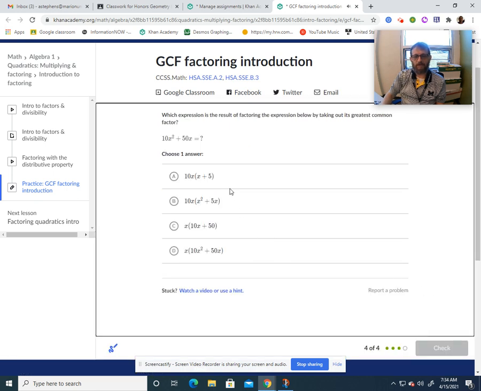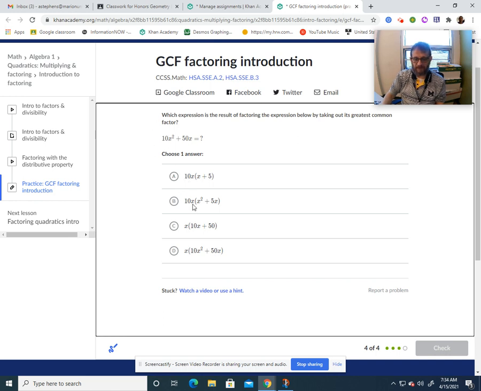Now, last one, they want to know which one matches. When we look at these two numbers, notice they both have an x. This has 2 x's, this has 1 x. So we've got to get an x outside. All of them have an x outside, so we know that's at least part of it. Now we look at the 10 and the 50. What's the biggest number that will divide into both 10 and 50? Well, that's 10. 10 will go into 10 once, and 10 will go into 50 five times. So we're going to pull the 10x out.